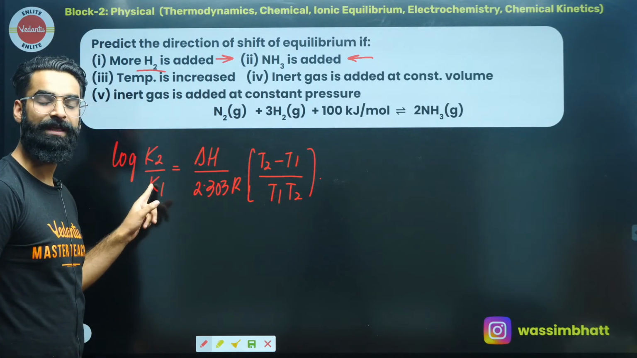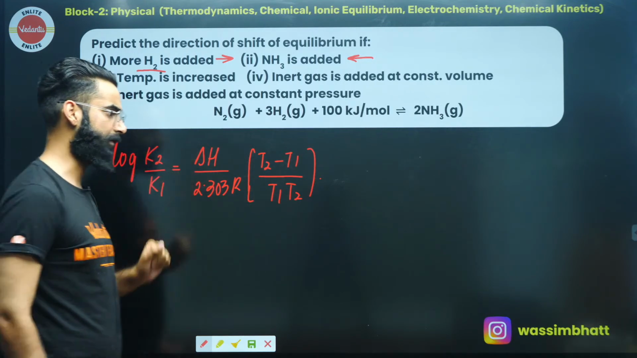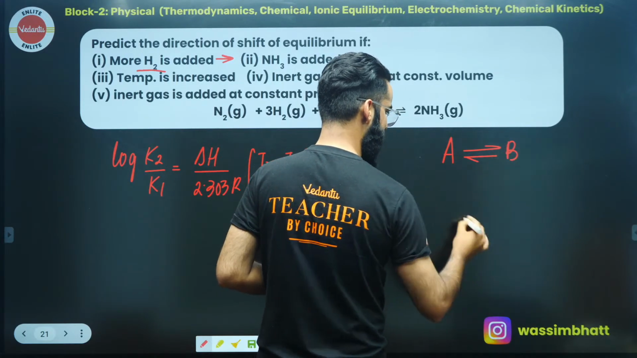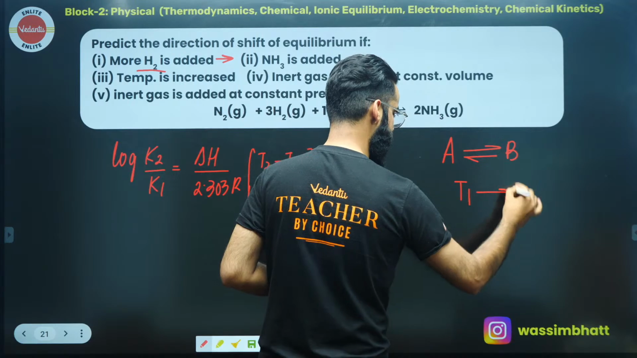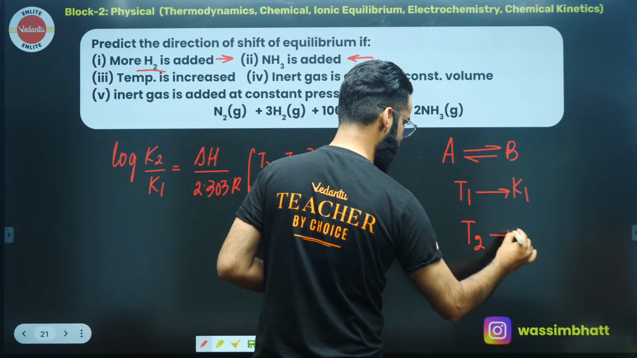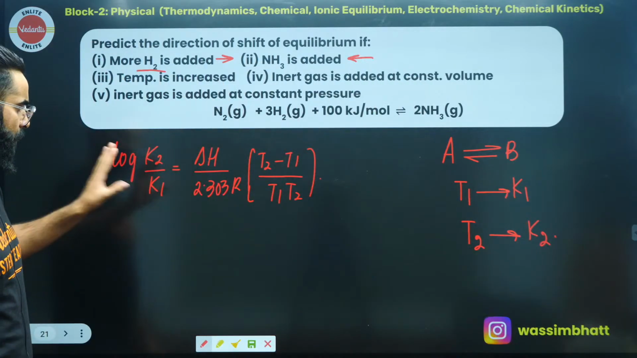What is K1? K1 is what I'm calling the equilibrium constant of the reaction at temperature T1, right? Have a look. For example, you have got a reaction like this, A in equilibrium with B, right? Let's say when the temperature of the reaction was T1, its equilibrium constant was K1. For example, I'm changing the temperature of the reaction to T2. I'm assuming its equilibrium constant is K2, right? Have a look exactly what's going to happen.